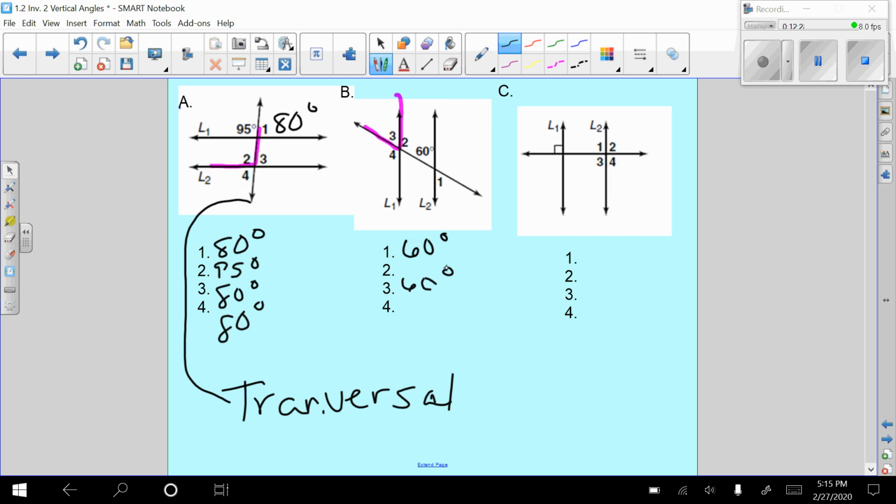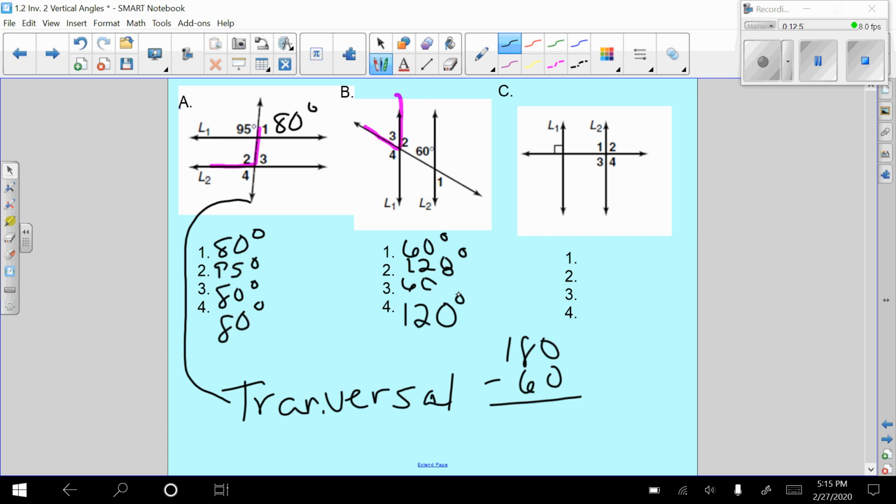Now I have to find 2 and 4. Well, angle 2 and angle 3 make a line, so I can do 180 minus the 60 to find out that angle 2 is 120. And angle 2 is vertical to angle 4, and we know vertical angles are equal, so angle 4 is also 120 degrees.